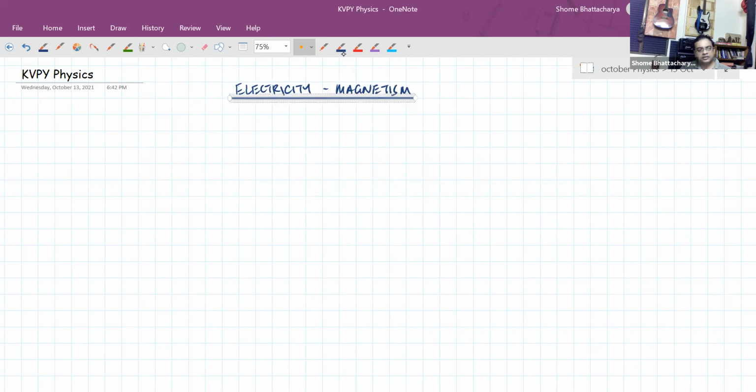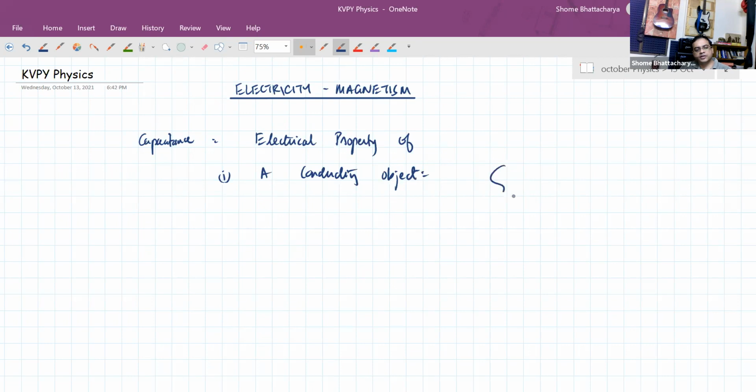So before getting into current electricity, let's quickly discuss a little bit more about capacitance. So we had seen that capacitance, okay, is an electrical property of a conducting object, wherein if the object is like this, it's such that given a charge Q, it develops a potential V such that Q is equal to CV, where C is the capacitance.